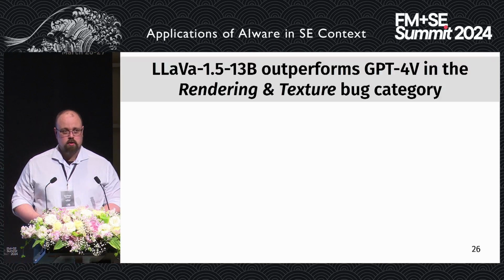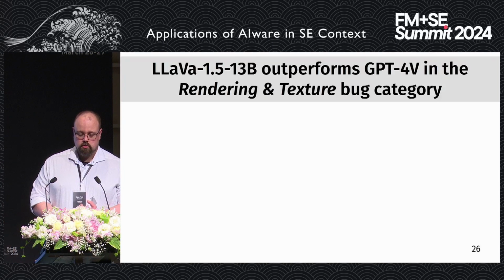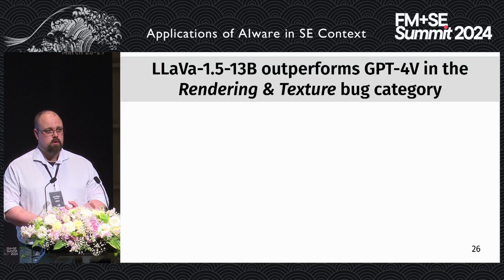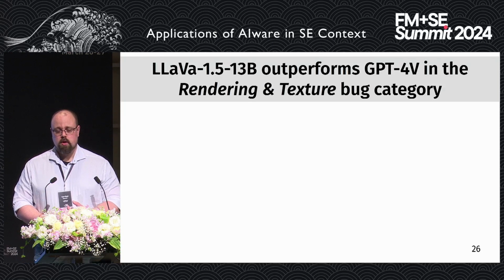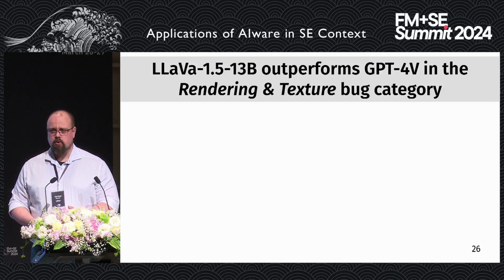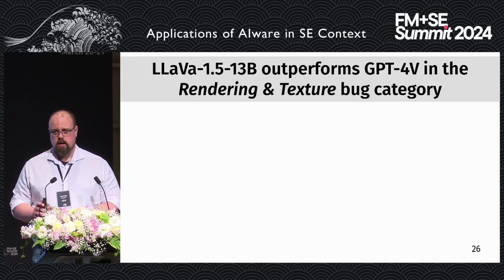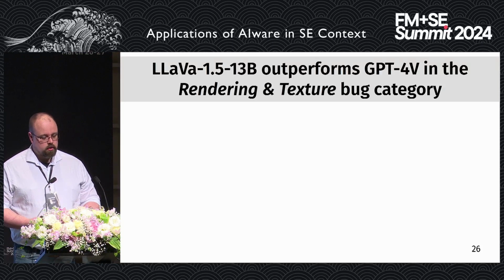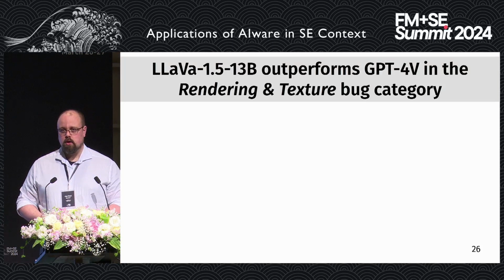Okay, so another very promising observation for us was that Lava 1.5, so the open source model, actually outperformed GPT-4 in one of the bug categories. So we had 4 or 5 bug categories. I don't remember all of them, so have a look at the paper if you want to know which ones. But in the rendering and texture bug category, Lava actually outperformed GPT-4.